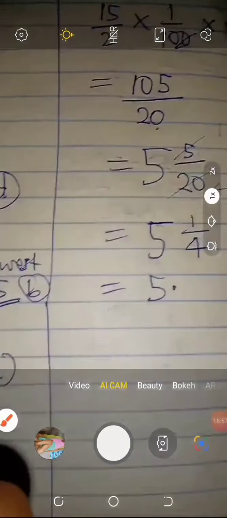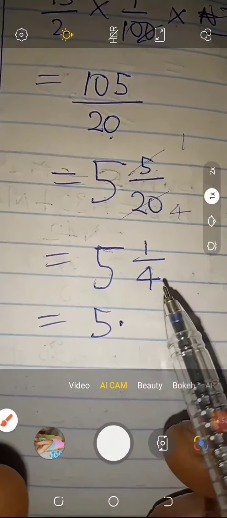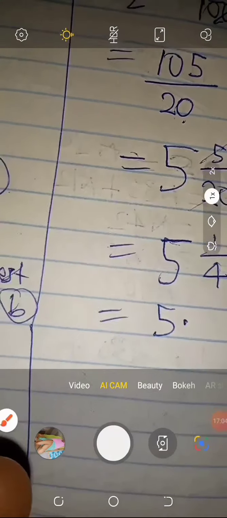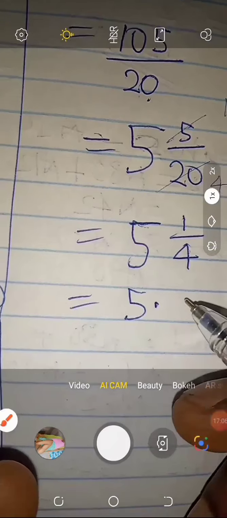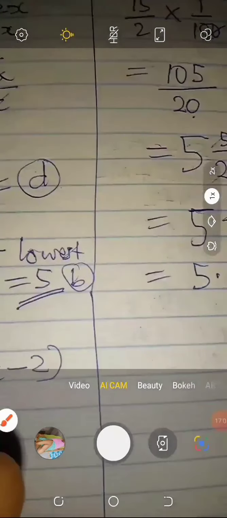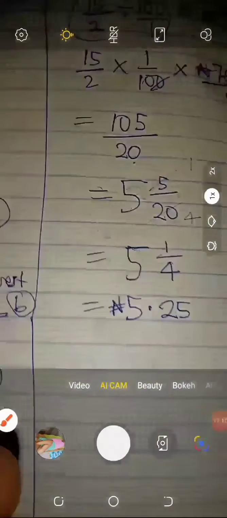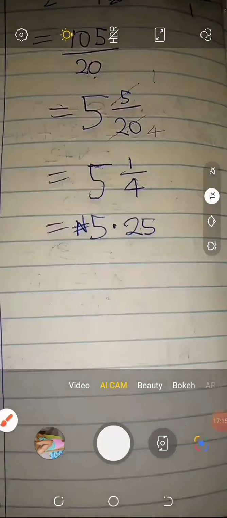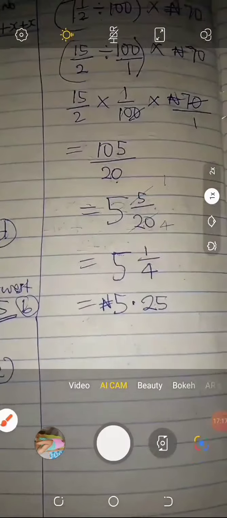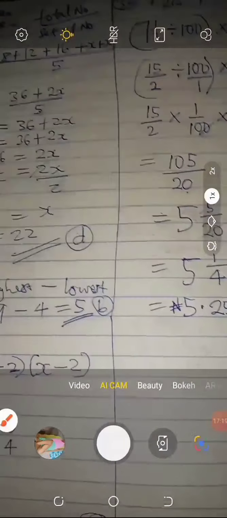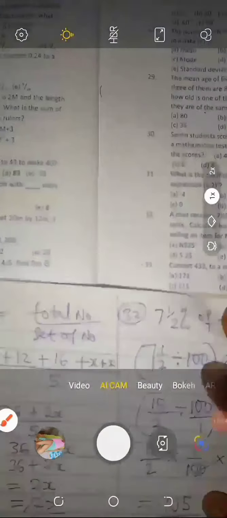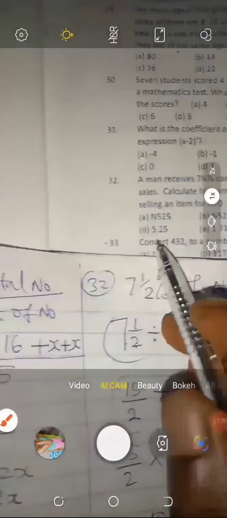So by the time you add the decimal of 1 over 4, which is 0.5, to this whole number, 5 plus 0.5, if you do your addition very well, you find out that you're going to have 5.25. Don't forget our naira sign because we're dealing with naira. That is 5 naira 25 kobo. So that is going to be the commission of this particular man that has sold this item. If you check through your options, you find out that the correct option is D.